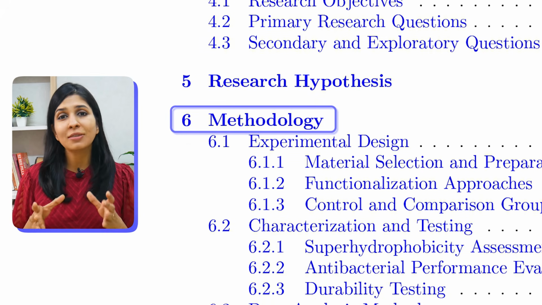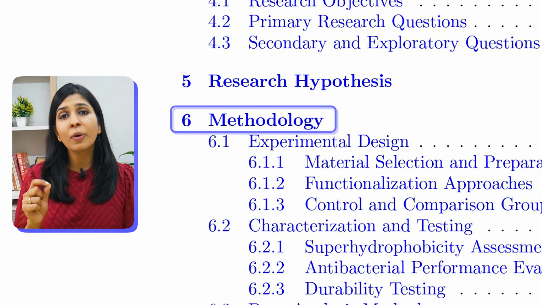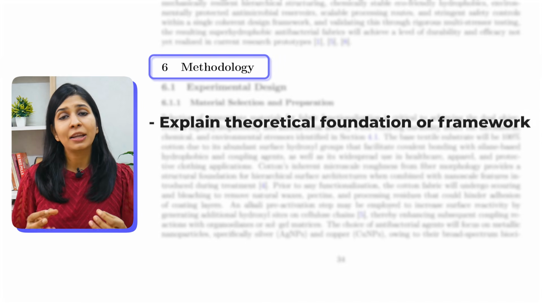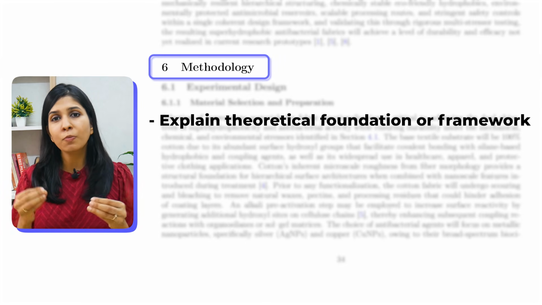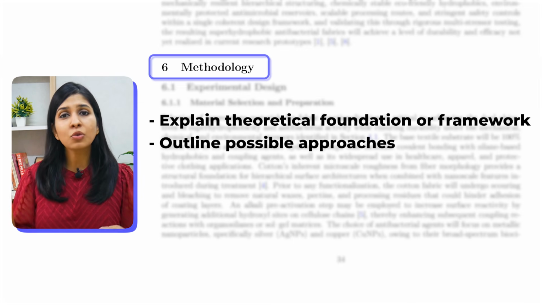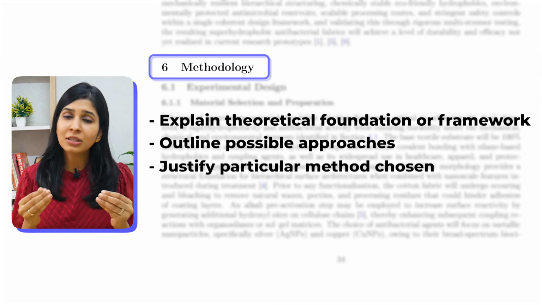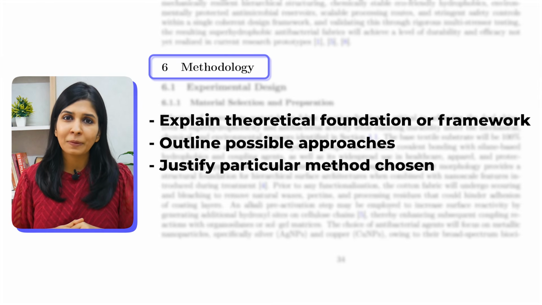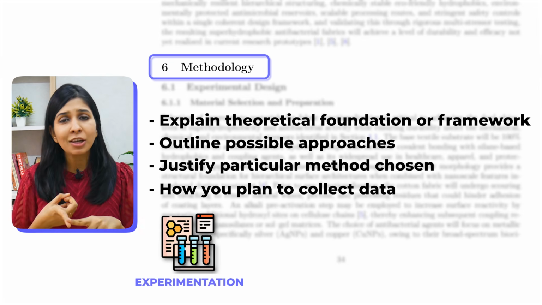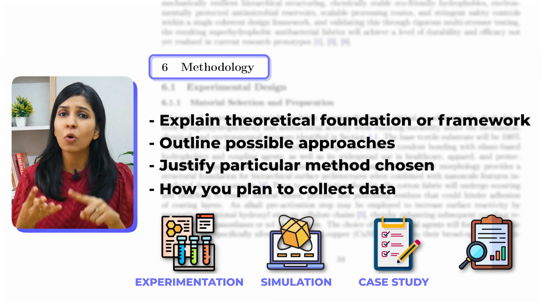Now next comes the research methodology section, and this is also one of the most important sections of your research proposal because this is where you explain how you plan to carry out your study and whether it is feasible and logical or not. For this section, you can begin by explaining the theoretical foundation or framework on which your study is based. After that, you can explain the different possible approaches to answer your research questions and justify why you've chosen a particular method. Then you will explain how you plan to collect your data, either through experimentation, simulations, case studies, or surveys.